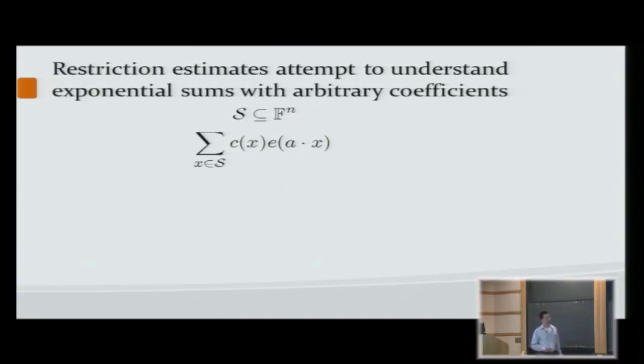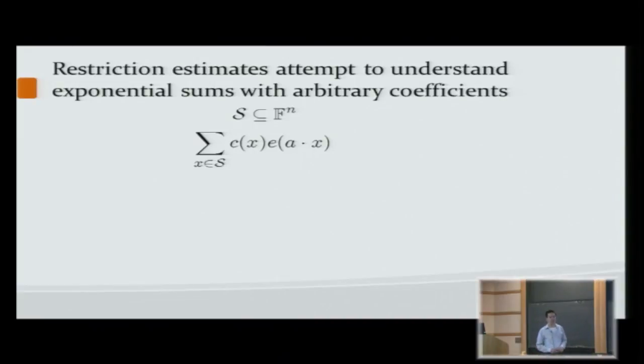Yes? Is the field finite here? The fields will always be finite. A lot of what I'm saying doesn't need them to be prime order, but if you just assume they're prime order to make everything simpler as I go, that won't cause you any trouble.